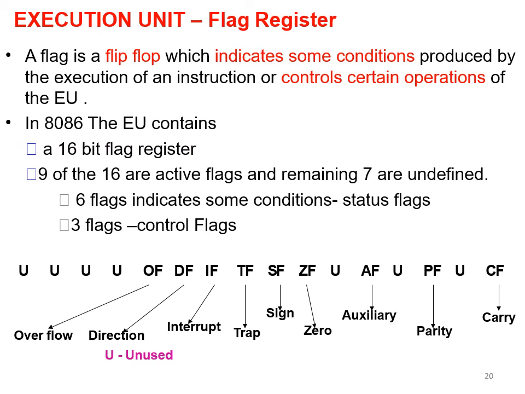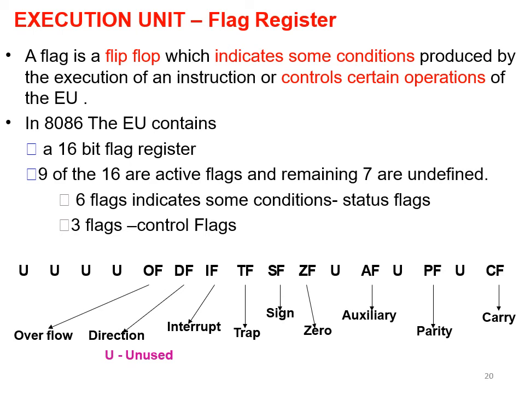We have the execution unit. One important component is the flag register. A flag, you can consider it as a flip-flop which indicates some conditions produced by the execution of an instruction or controls certain operations of the execution unit. So you can treat a flag register as another 16-bit register, and each bit of these 16 bits carries some meaning. There could be status bits or there could be control bits.